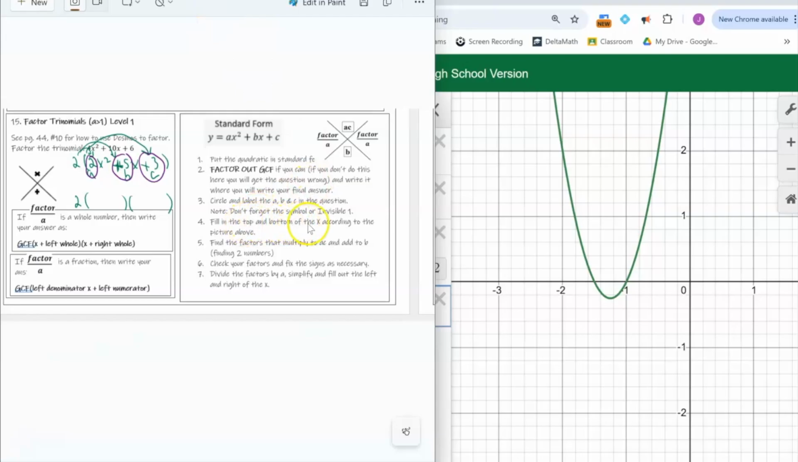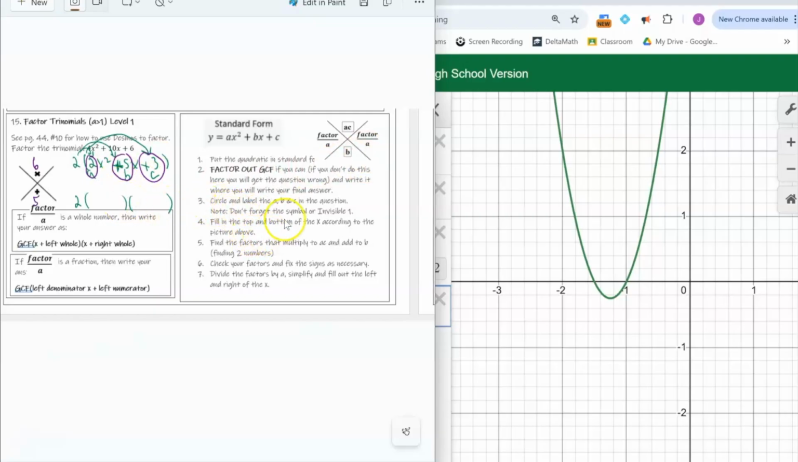All right, fill out the top and the bottom of the x according to the picture. So here's the x. The top says A times C. So what's 2 times 3? 2 times 3 is 6. What is the bottom? Just B. So what's the bottom? 5. So we're filling out the picture just like what I see.